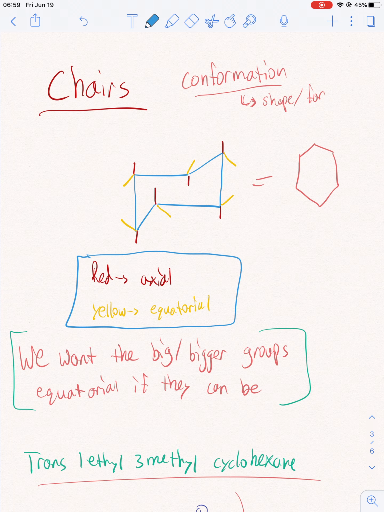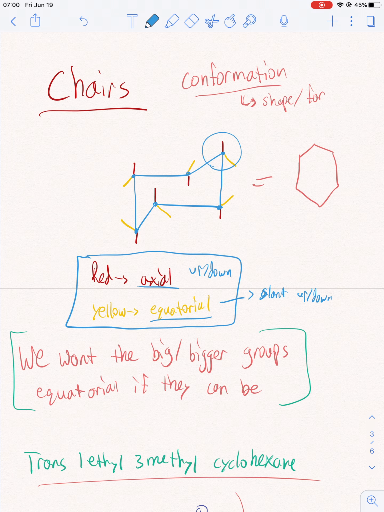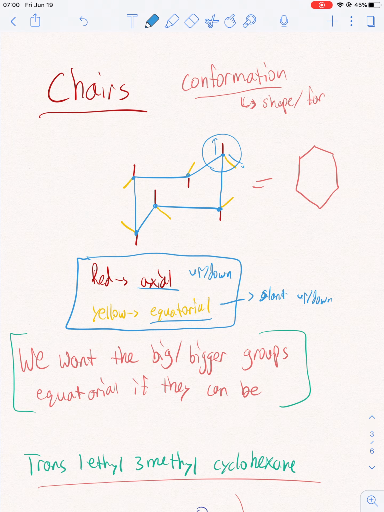So here are the positions on a chair. They're called axial and equatorial. The axial is the red, and the axial goes straight up and down. Every carbon has an axial position, either up or down, depending on the carbon. If it's yellow, then it's equatorial. Equatorial is a slant, right? It's a slant up or down depending on the carbon. So this carbon here has axial up, equatorial down. This carbon here has axial down, equatorial up.